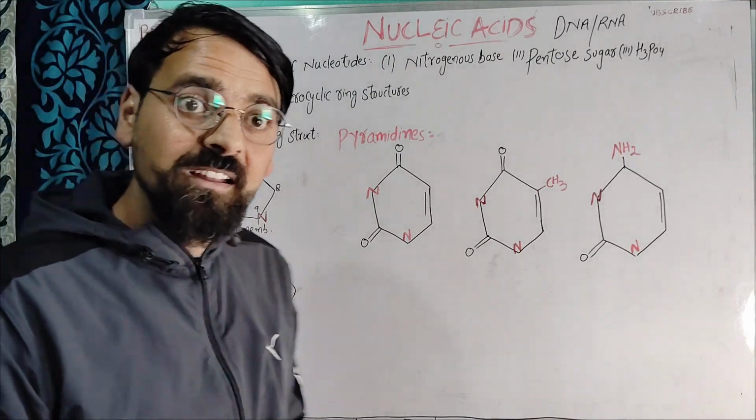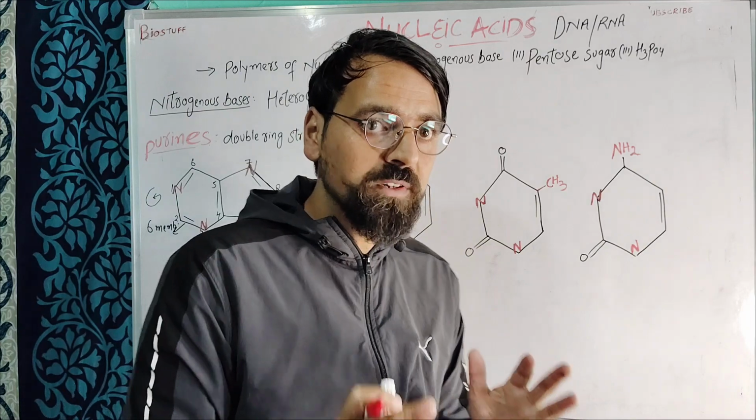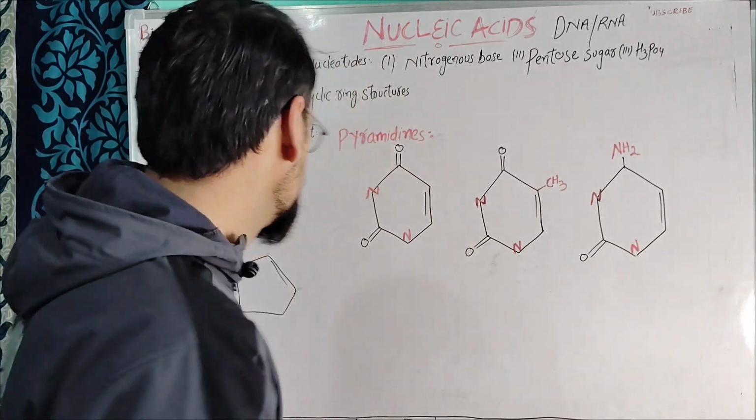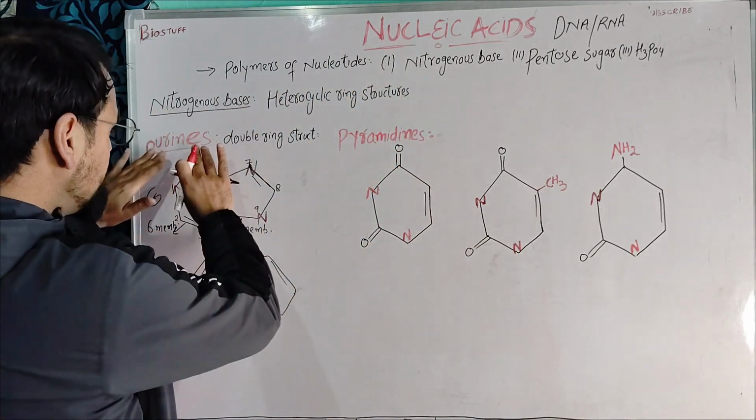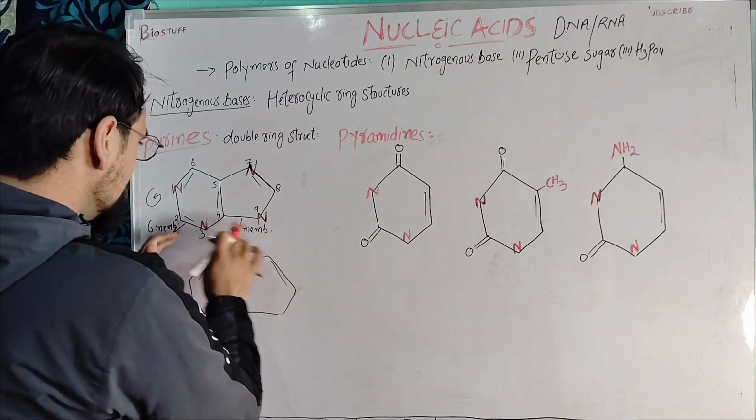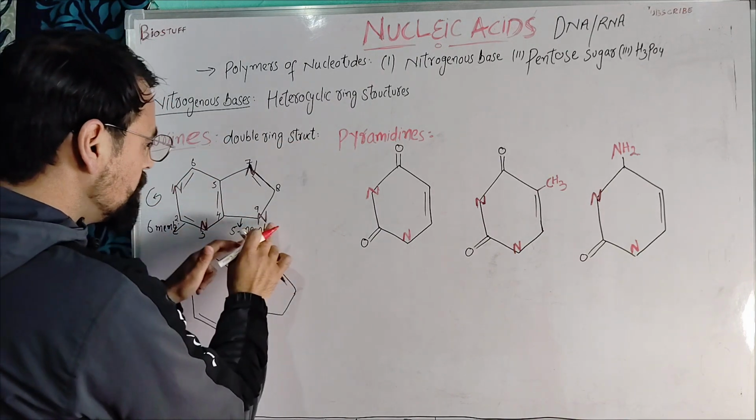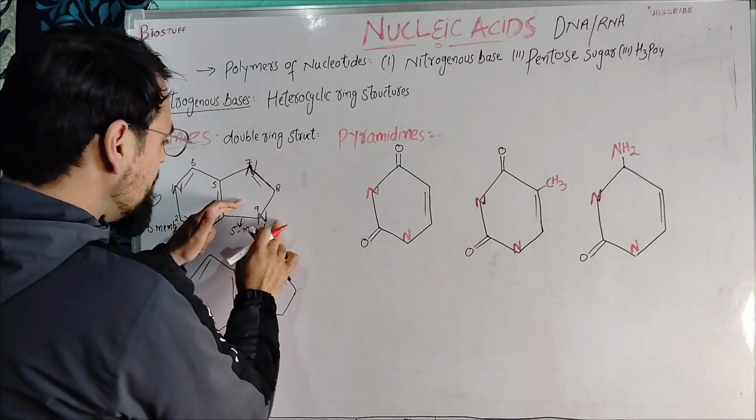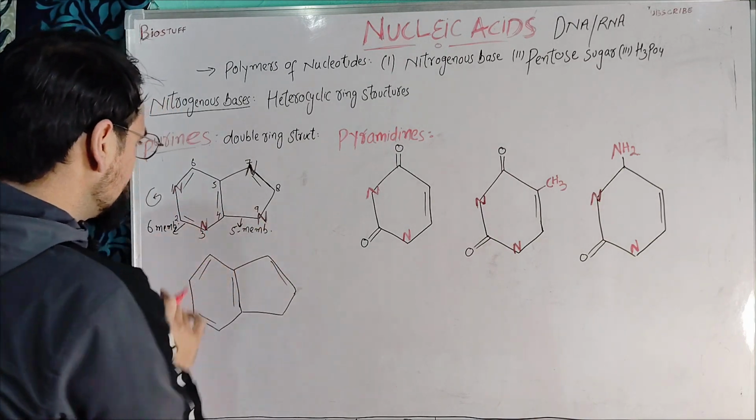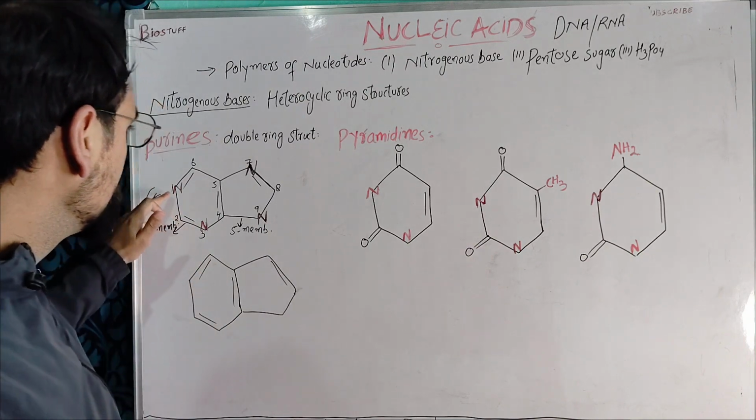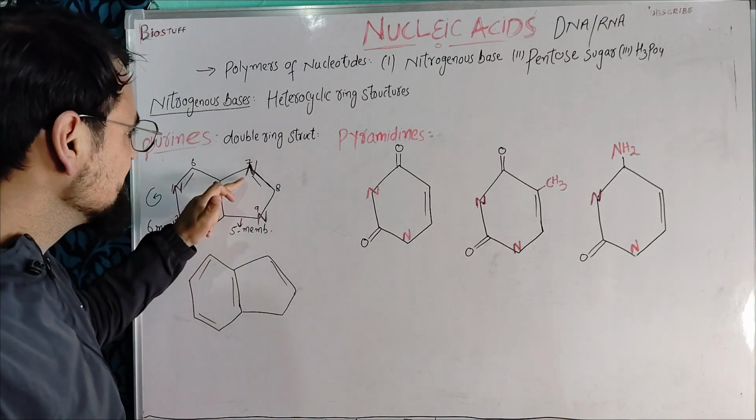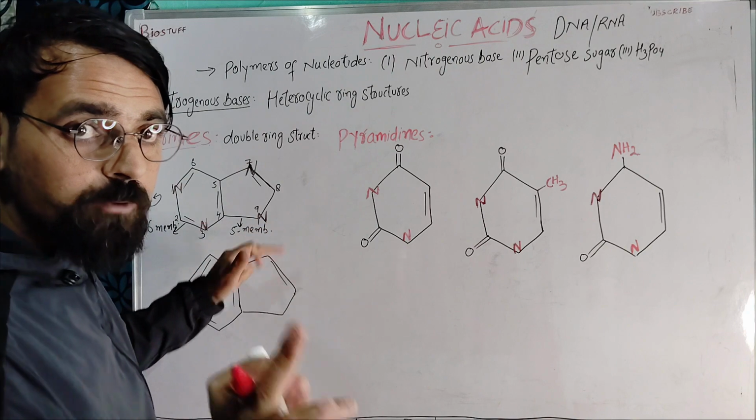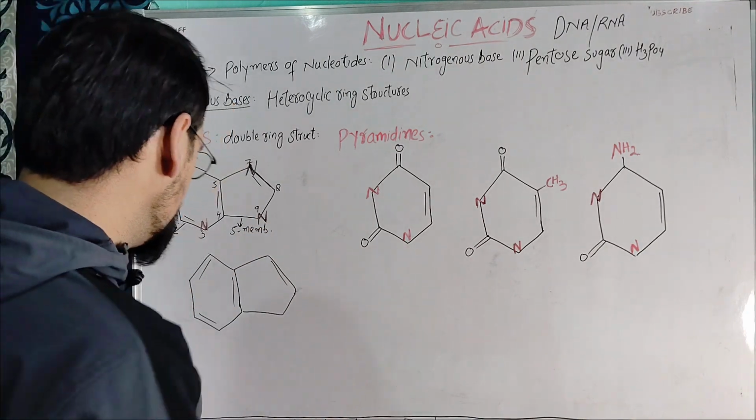When we study the glycosidic bond, at that time you will see the importance of the position of the nitrogen. So, what are purines? Double ring structures. They have one six membered ring and one five membered ring. The six membered ring is called the diazine ring, and the five membered ring is called the imidazole ring. The nitrogens lie at the first, third, seventh, and ninth positions. At 4 locations you will find the nitrogen.